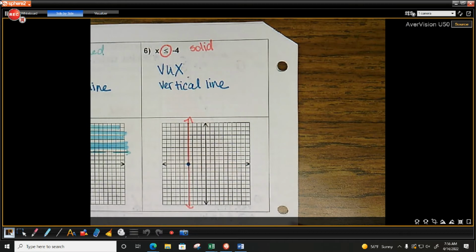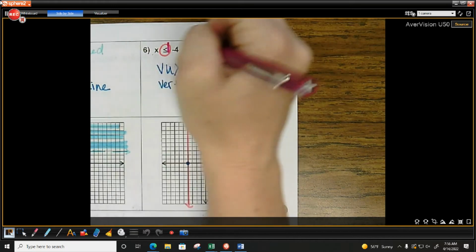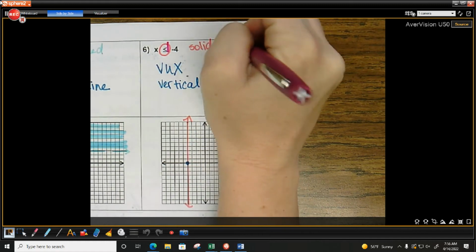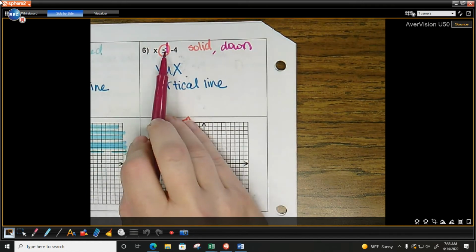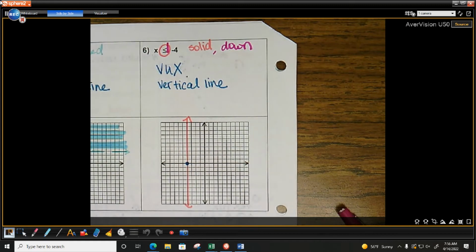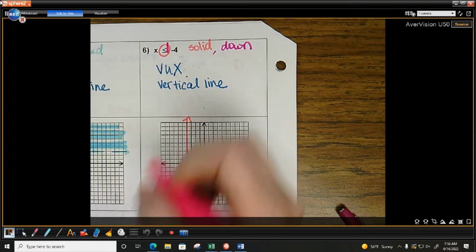Now, does this help me make a P for up or a D for down? D for down. However, if you have a vertical line, is there a top and bottom? No, there's a left and right. Okay? So if it says X is less, where's the less side on your x-axis? To the left or to the right? To the left. So I am shading to the left.